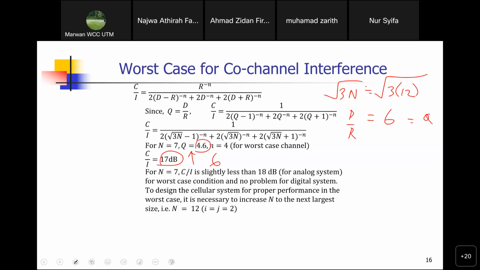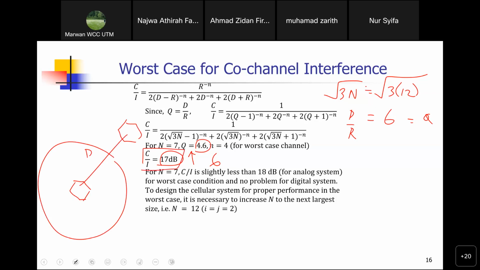So if you cannot meet the requirements of your C over I, the only option you have is to use a bigger cluster. What does a bigger cluster mean? A bigger cluster means that you are pushing your co-channel cells further away. If this is your cell, your number 6 over here is going to be further away, because the size of the cluster is bigger. You are pushing the interference channel away, and because of that, it improves your C over I.